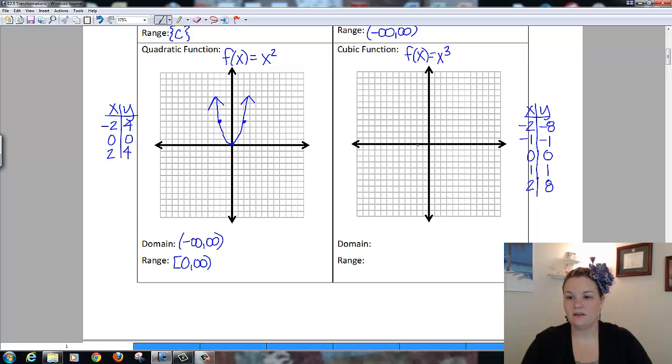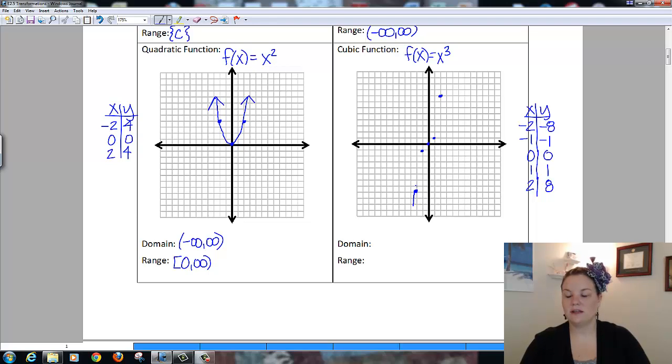Okay, so at -2, I'm down at -8, counting 1, 2, 3, 4, 5, 6, 7, 8. At -1, I'm at -1. At 0, I'm at 0. At 1, I'm at +1. And at 2, I'm up at 8. 2, 3, 4, 5, 6, 7, 8. Right there.